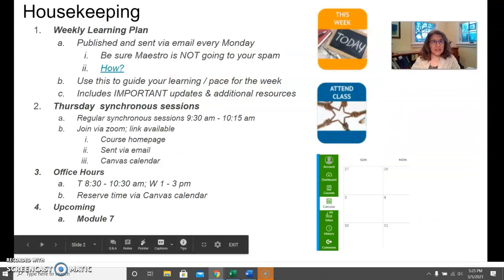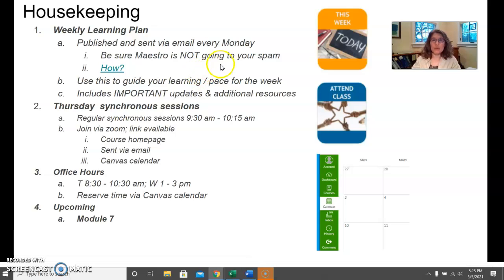Not much to update on housekeeping. You know that you should be referring to the weekly learning plan. There are some really important resources in there this week. Our Thursday sessions are going to continue, but this week we are going to do our discussion-based assessment. So we won't be meeting at our regular time, but we will continue those meetings moving forward. So make sure you're present for those.